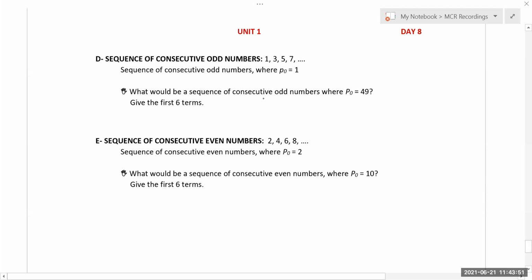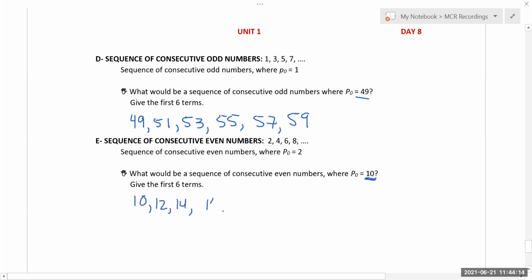When we say consecutive odds, it means the next couple odd numbers from your start. It doesn't have to start at 1. It could start at 49. So if it started at 49, 51, 53, 55, how many does it want? 1, 2, 3, 4, 5, 6. Same here. If we start at 10 and we're doing evens, then it means just count your evens from wherever we're starting from. And you've got a couple of sequences there.